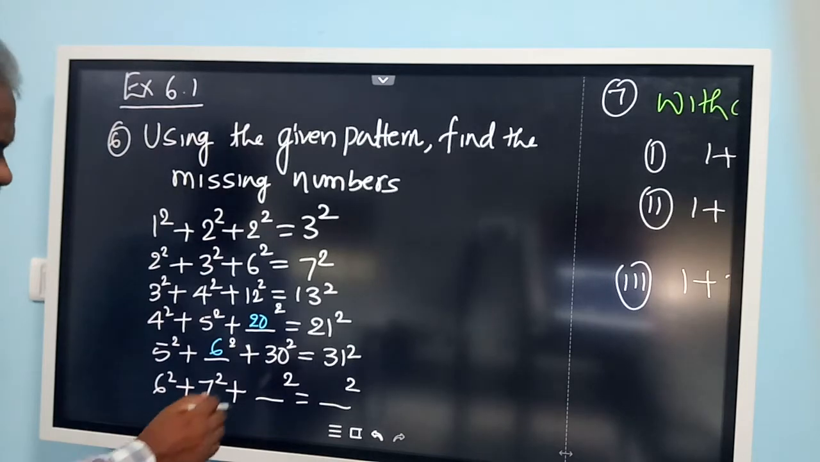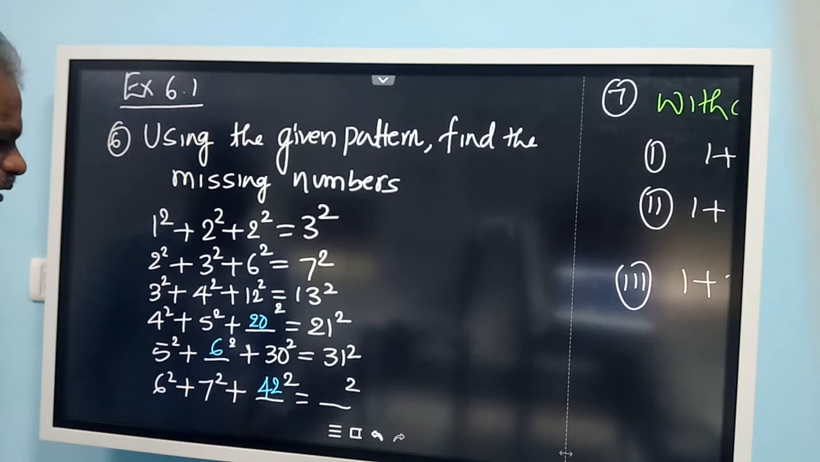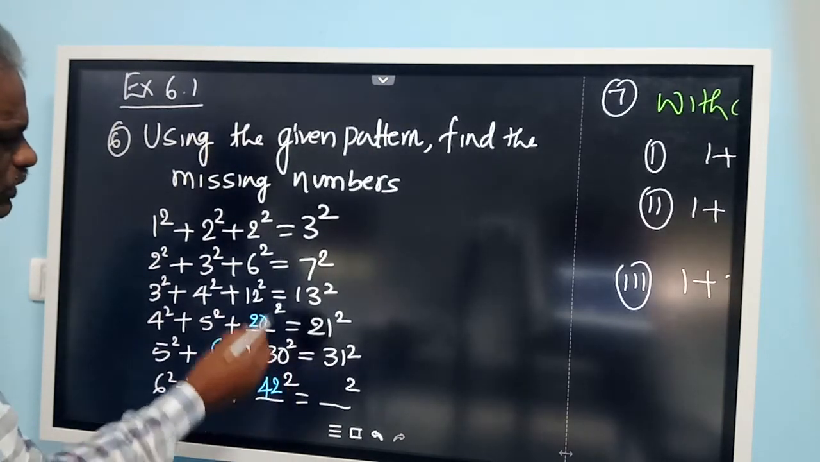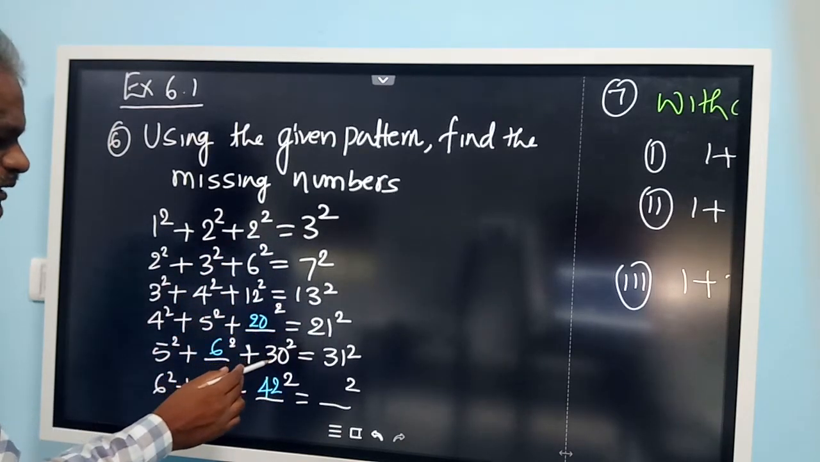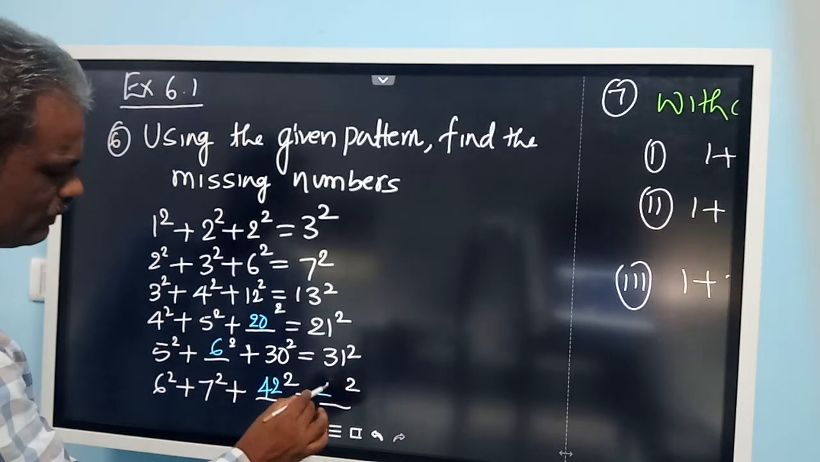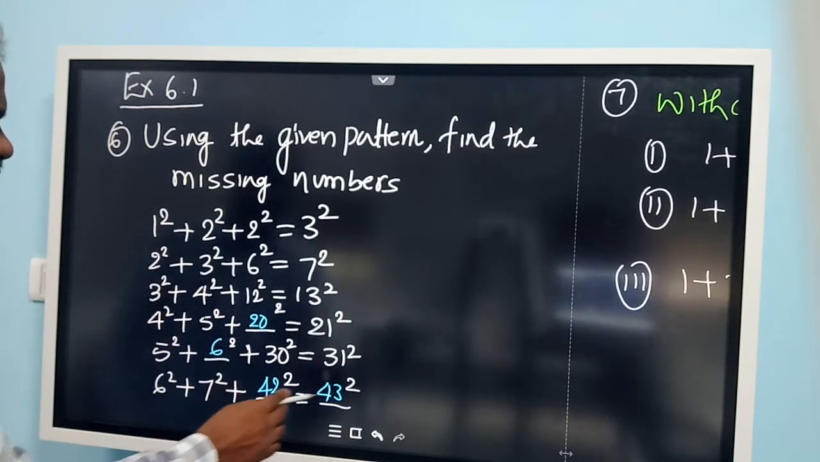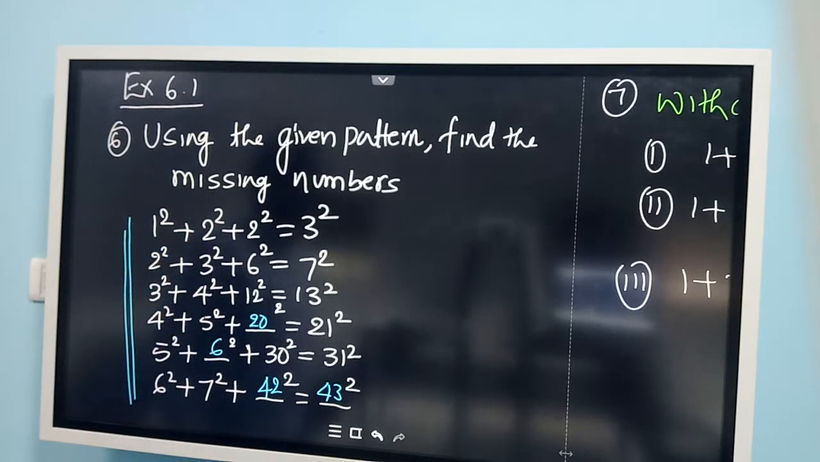6 sevens are 42 square. And what should be the answer here? 43 square, one more than this one. Here 2 means 3, 6 means 7, 12 means 13, 20 means 21, 30, 31, 42 means here it should be 43. So this is how you can fill the pattern. So this is 20 square, 6 square, 42 square and 43 square. This is just by looking at the arrangement of numbers here. Some rule is there. You have to observe that, identify the rule and find out the missing numbers.